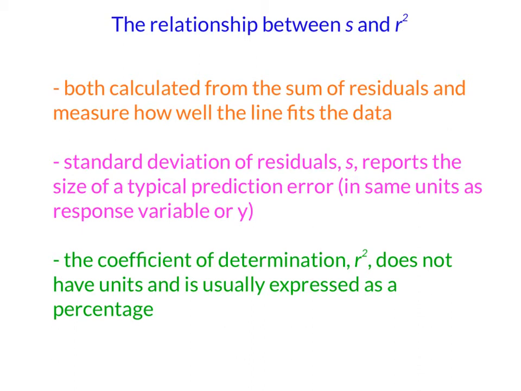So let's talk about the relationship between that S, that standard deviation of residuals, and our R squared, or the coefficient of determination. First up, both are calculated from the sum of residuals and measure how well the line fits the data. The standard deviation of residuals, or our S, reports the size of a typical prediction error in the same units as your Y value, or your response variable. The coefficient of determination, R squared, doesn't have units, right? It's a percentage.